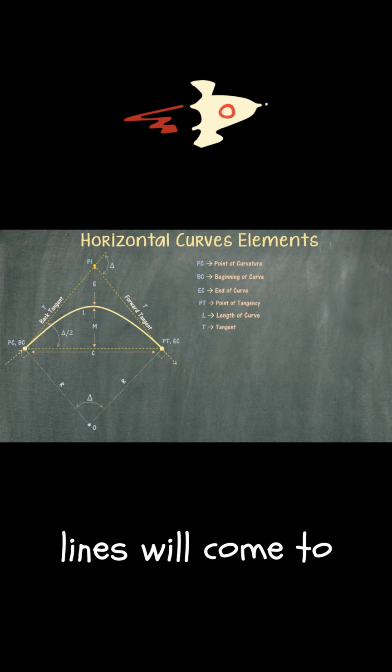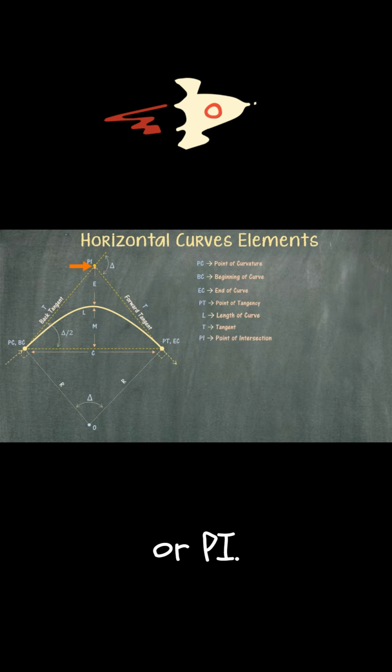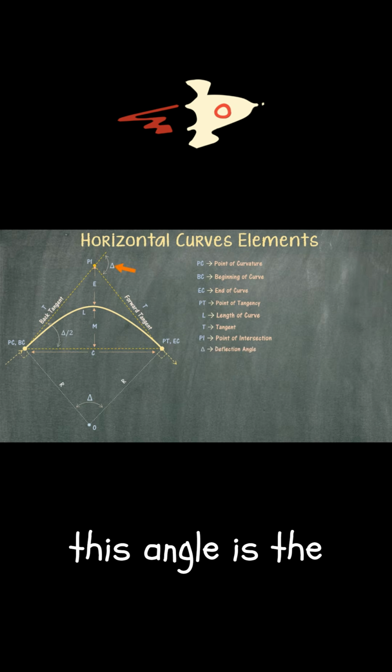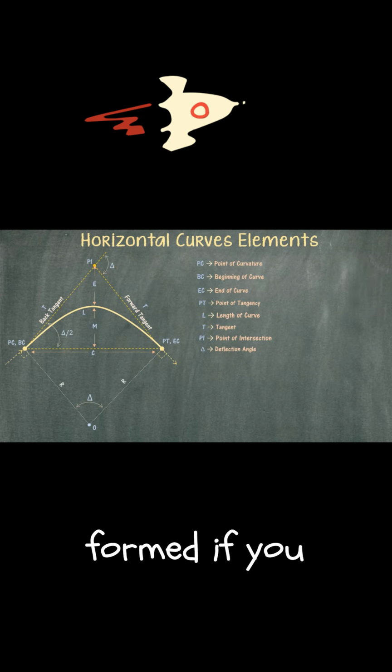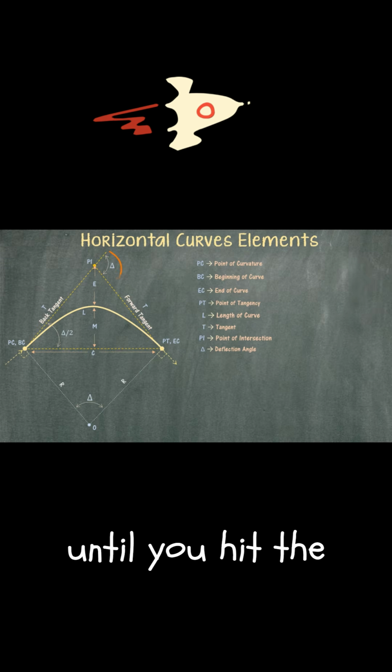Eventually, both lines will come to an intersection. This point is simply called the point of intersection, or PI. And the name of this angle is called the deflection angle, formed if you depart or start at the back tangent and turn clockwise until you hit the forward tangent.